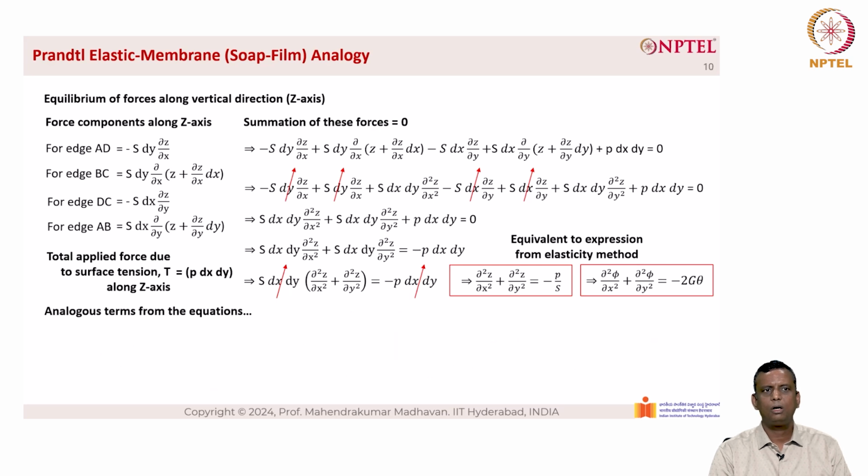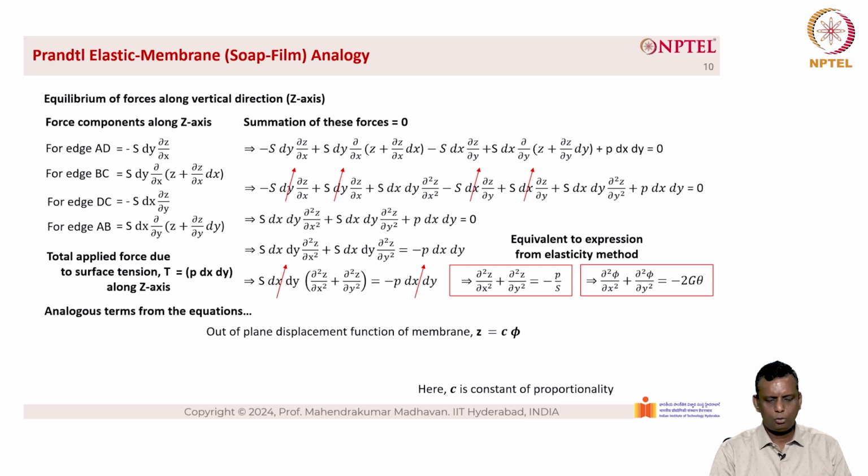So now, from the analogous terms in these equations, the out of plane deformation function of the membrane Z can be represented as C into φ, where C is the constant of proportionality. So when we substitute Z = Cφ, we have ∂²(Cφ)/∂x² + ∂²(Cφ)/∂y² = -P/S. We can take C common outside. So C (∂²φ/∂x² + ∂²φ/∂y²) = -P/S.